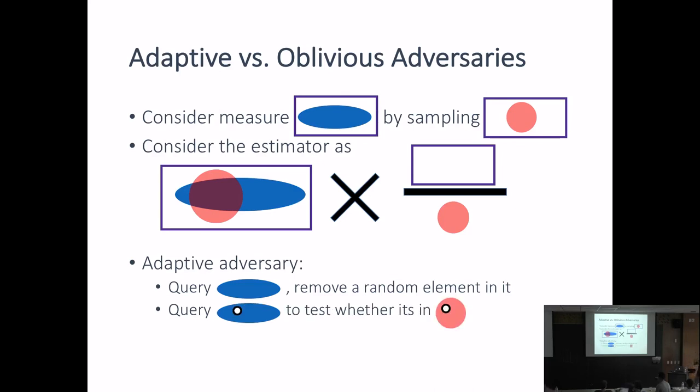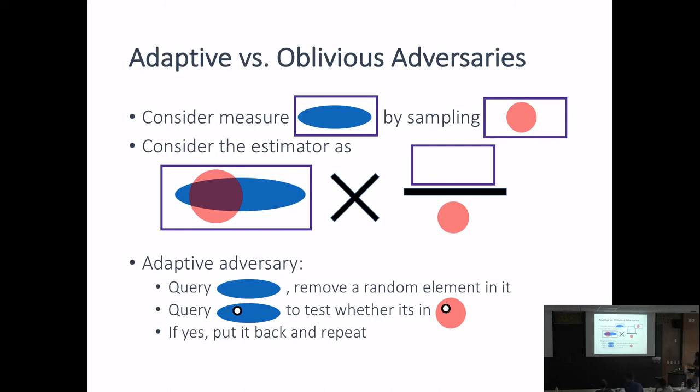And then he queries the size of this blue set, except this random element, and tests whether the size remains unchanged. So in this case, he will know whether this element is in this secret red set. So if this happens, he will pull this element back and repeat this process. So under these operations, this adaptive adversary can eventually remove all the elements that are not in this red set.